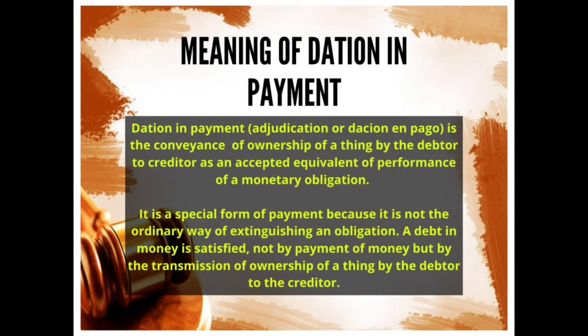adjudication or dation en pago is the conveyance of ownership of a thing by the debtor to the creditor as an accepted equivalent of performance of a monetary obligation. It is a special form of payment because it is not the ordinary way of extinguishing an obligation. A debt in money is satisfied not by the payment of money but by the transmission of ownership of a thing by the debtor to the creditor.